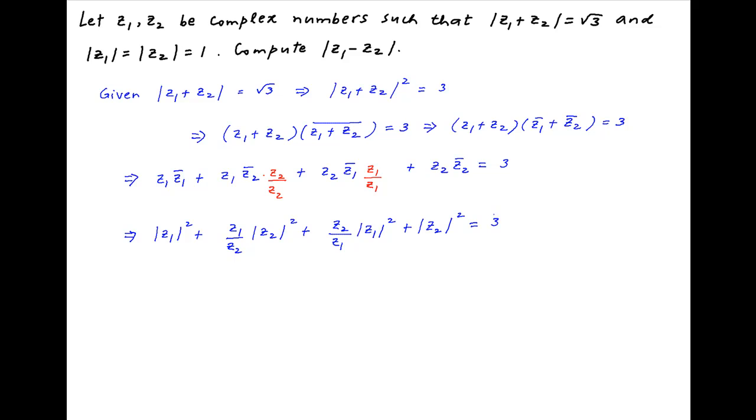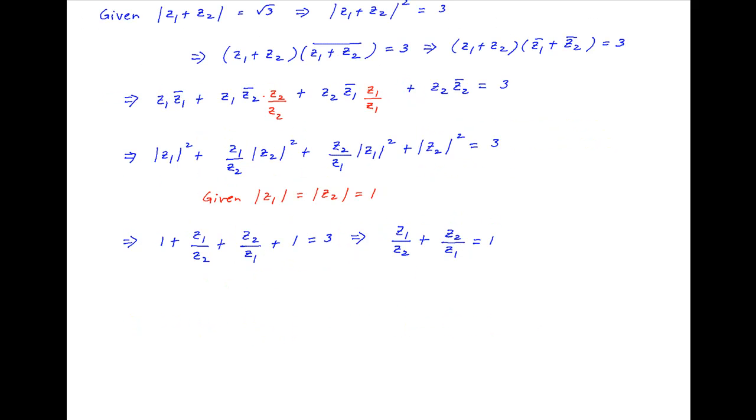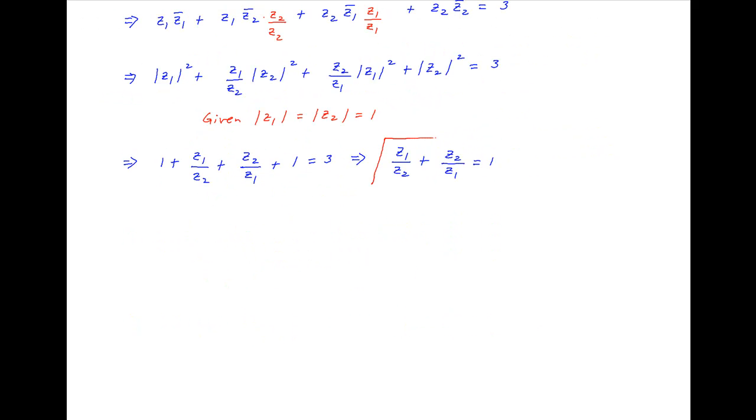Now we are given that the absolute value of z1 and the absolute value of z2 are equal to 1. Using this result, the above equation becomes 1 plus z1 upon z2 plus z2 upon z1 plus 1 is equal to 3, which implies that z1 upon z2 plus z2 upon z1 is equal to 1. Let's call this result 1.